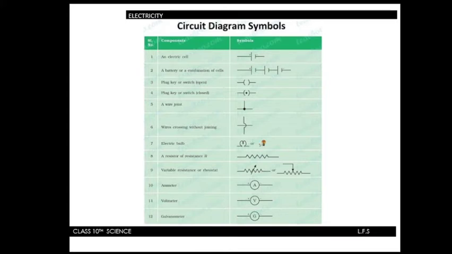So first is electric cell, then battery. What is battery? Combination of cells is called battery. Then open key, then closed key. Here a wire joint. Clear? Then electric bulb, variable resistance, ammeter, voltmeter, galvanometer, etc. These are some of the symbols which are used to make a circuit diagram.